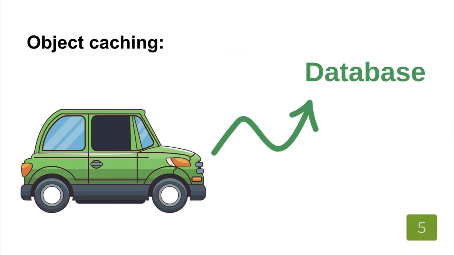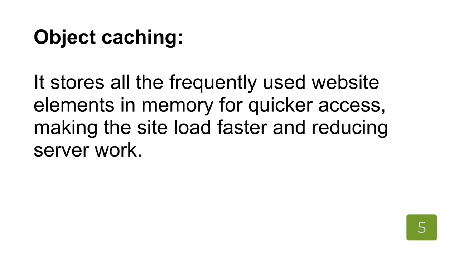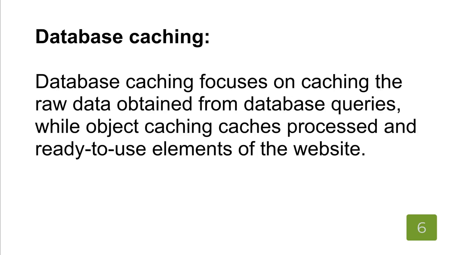Number five is object caching. Object cache is used to save on trips to the database. It stores all the frequently used website elements in memory for quicker access, making the site load faster and reducing server work. And lastly, number six, database caching. Database caching focuses on caching the raw data obtained from database queries, while object caching caches processed and ready-to-use elements of the website.